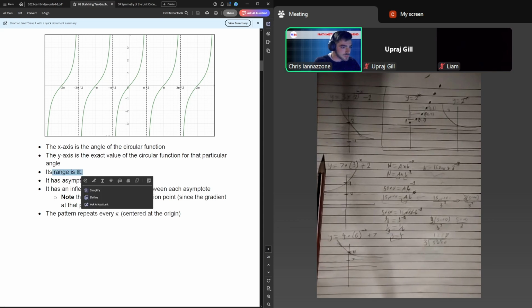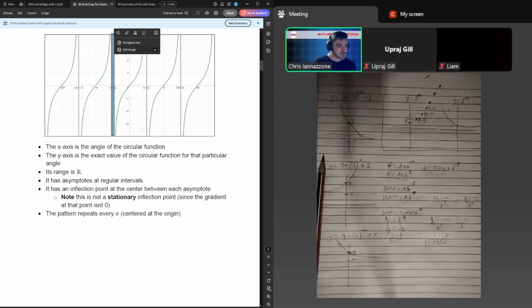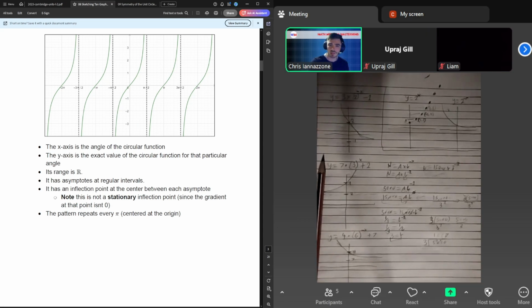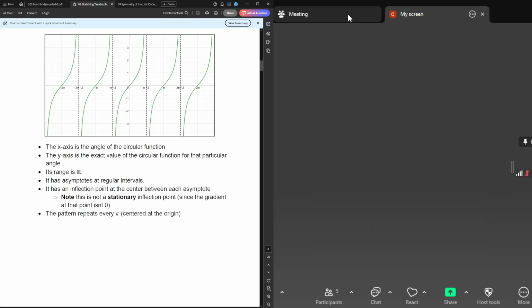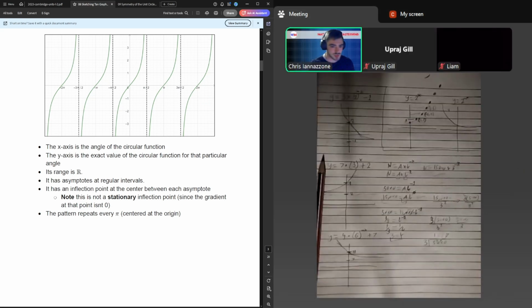Otherwise, just some other obvious stuff. Range is going to be all real numbers, so it shoots up to plus and minus infinity. It has these asymptotes at regular intervals. In fact, it still is a periodic function. It's just the nature of its period is a little bit different. Firstly, it is calculated by pi divided by n rather than 2 pi divided by n. It's half the period of sine and cos. And the way that it's periodic is between its asymptotes. So all these distances between the asymptotes is the period of that circular function.